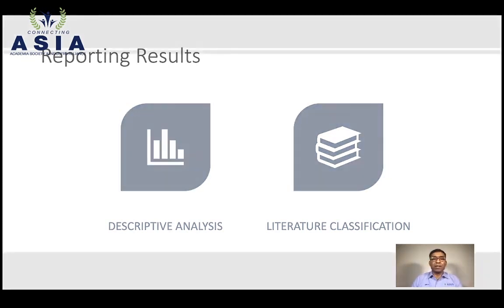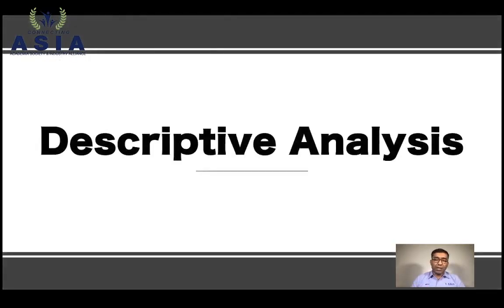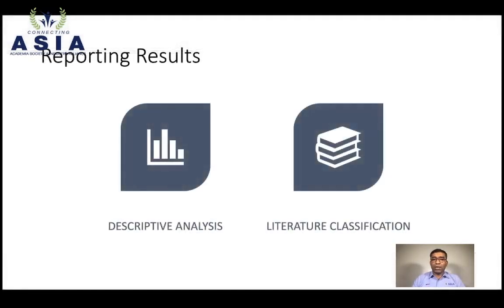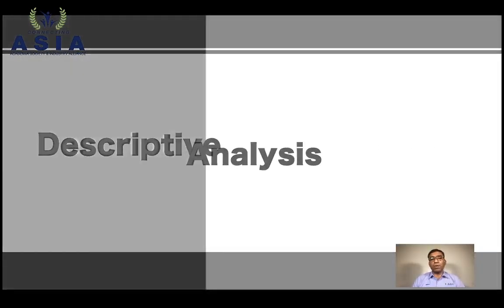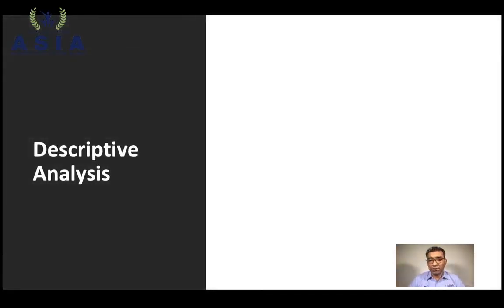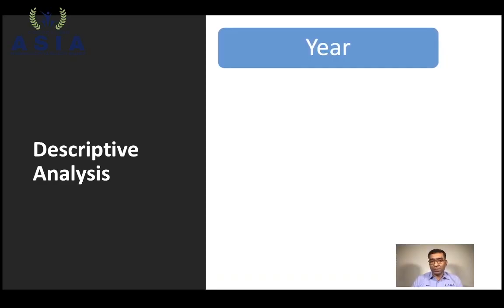Okay. So there are two categories I explained to you. The first is descriptive analysis, the other is literature classification. Now we already have our Excel sheet with us, and then we need to see how we can proceed with the descriptive analysis. In descriptive analysis, there are major 4 or 5 categories. The first is year-wise: the frequency or distribution of the articles based on the number of years.